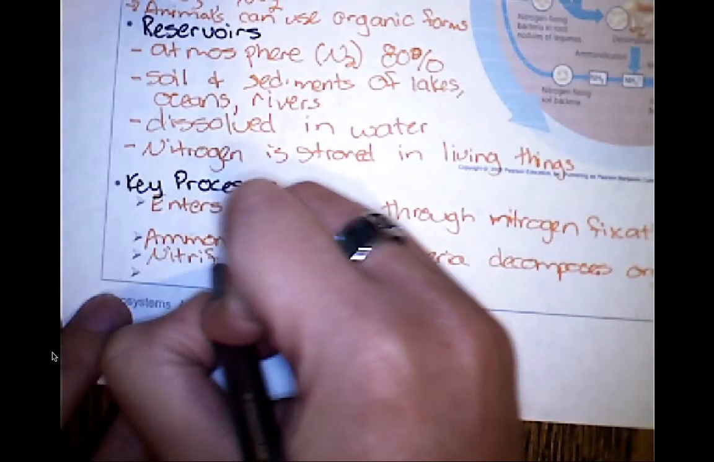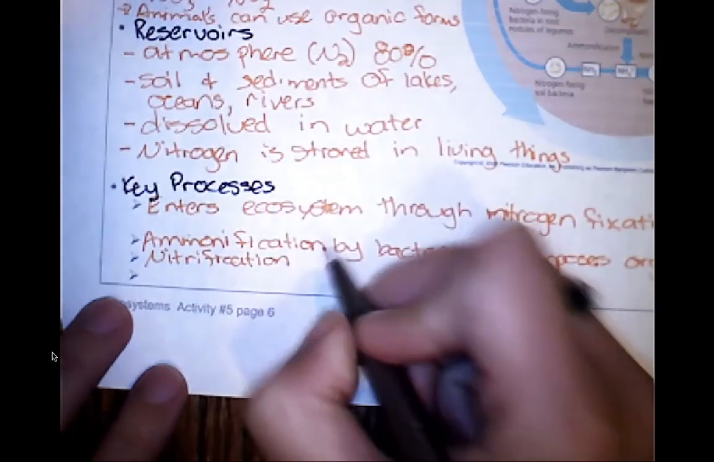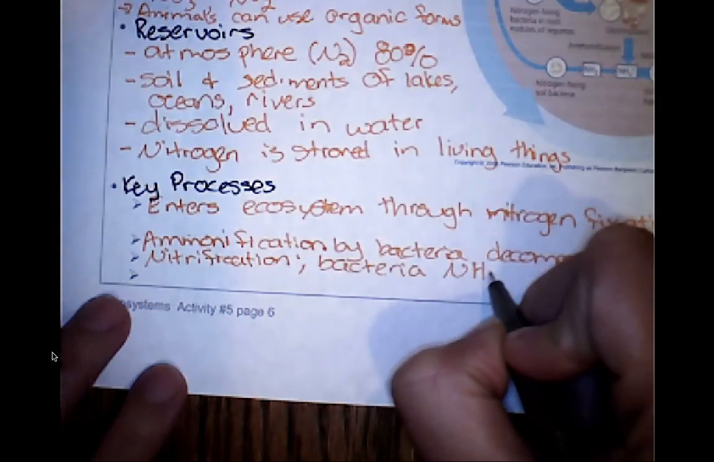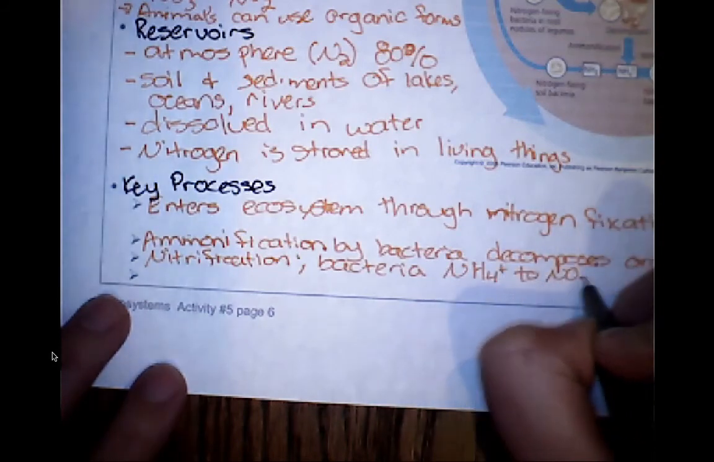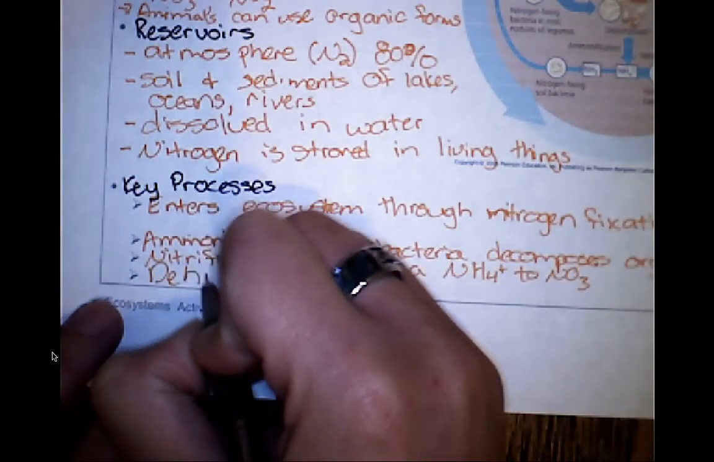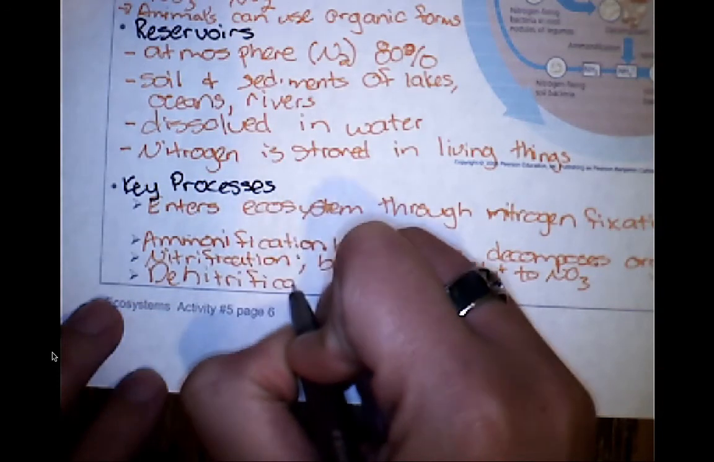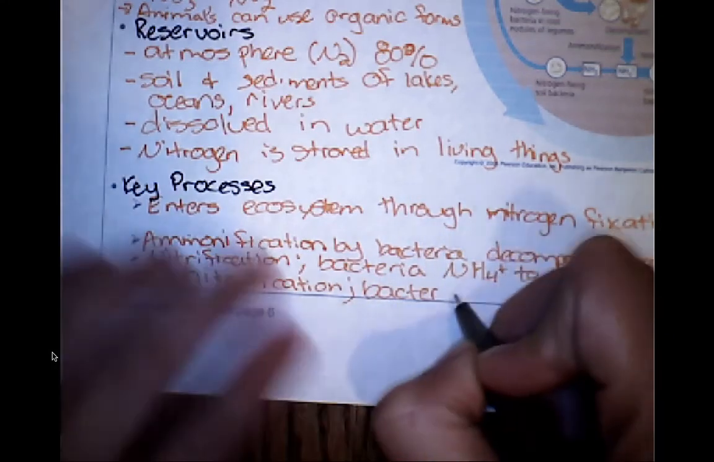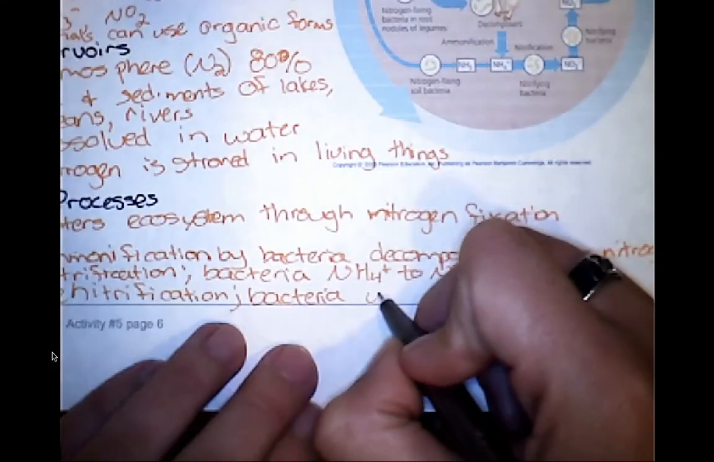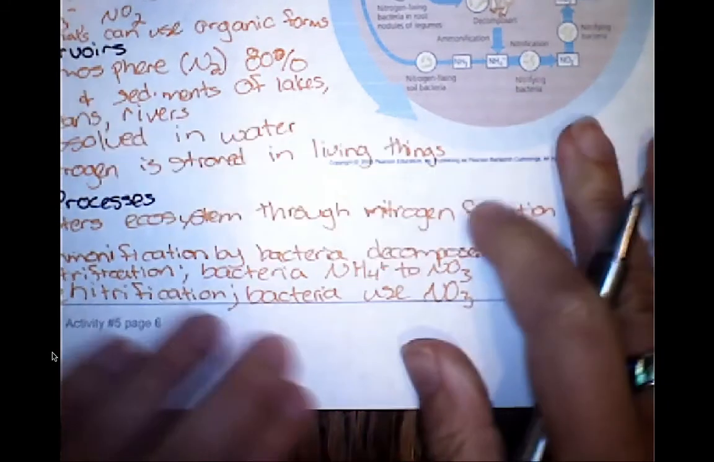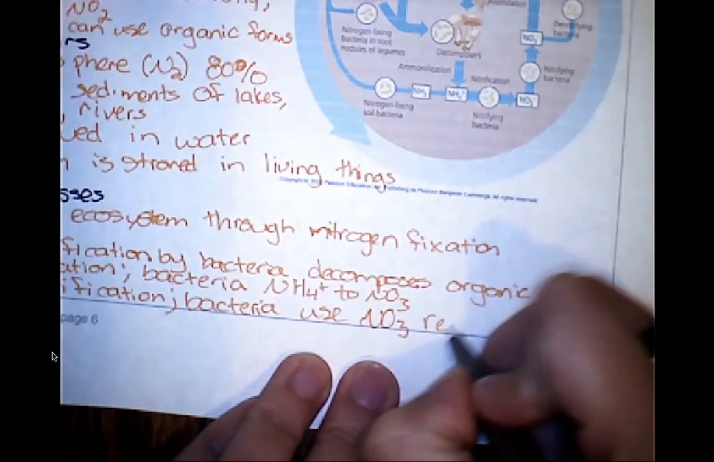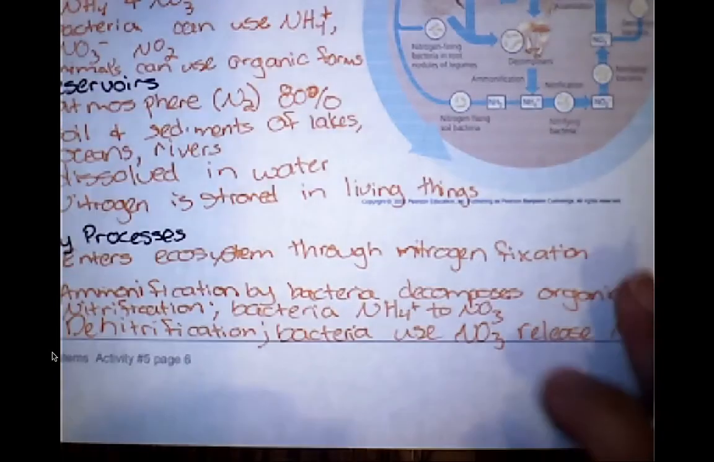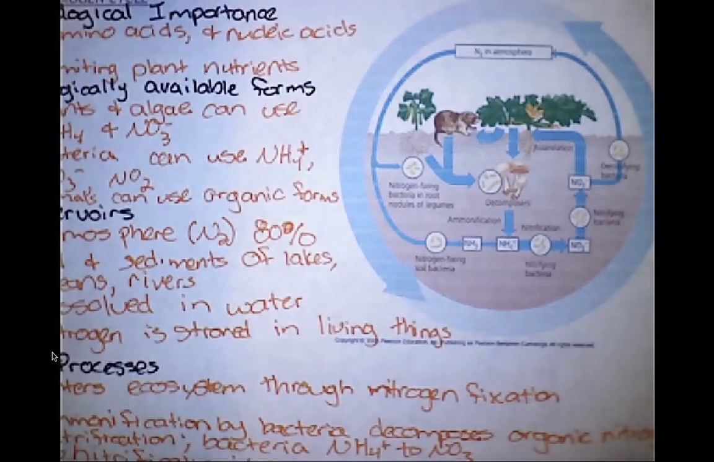Nitrification, which is bacteria again going from NH4+ to NO3, and then denitrification, which I bet you can guess who's going to do this, bacteria. They use the NO3 and they actually release nitrogen gas back into the atmosphere. Okay, so that's the entire nitrogen cycle. Super important to get our amino acids and our nucleic acids.